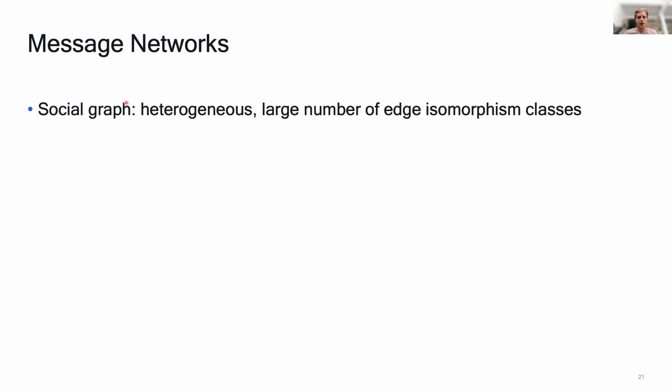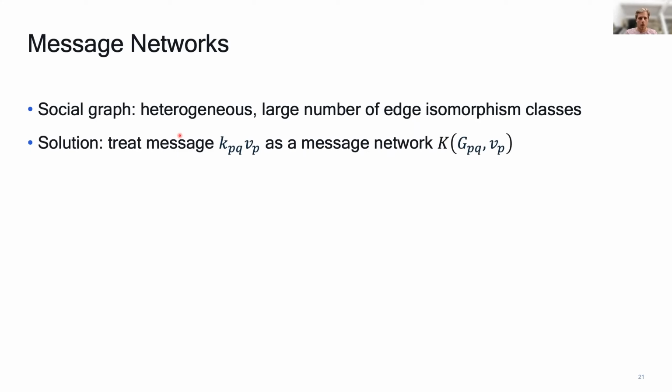What we did before is we had a different set of parameters for each class of isomorphic edges. But sometimes we have something like a social graph that is very heterogeneous, so very differently looking parts. And if we would apply this basic algorithm, we would get a very large number of isomorphism classes, and that's also a very large number of parameters. So how we solve that in practice would be to treat the message, basically applying the message passing kernel to the incoming feature, as the output of some message network.